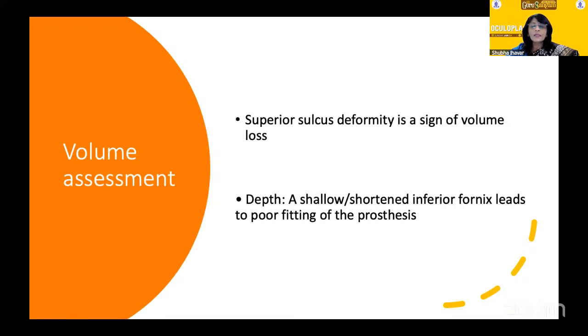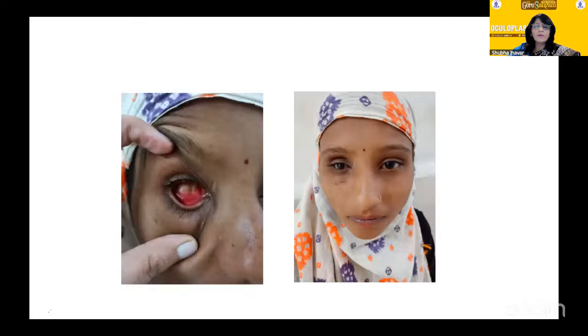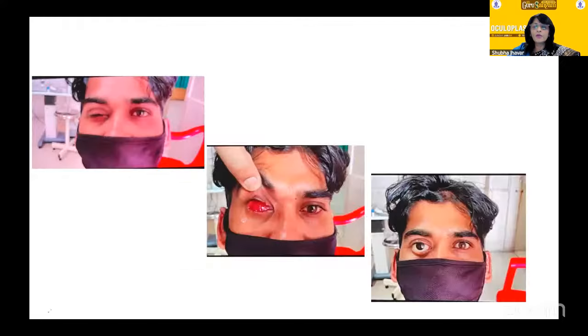volume loss. Then the depth has to be seen to check for a shallow or shortened inferior fornix. Also, it will lead to a poor fitting of the prosthesis. Here you can see there is a gross superior sulcus deformity here. So it is seen. So there is a volume loss over here.